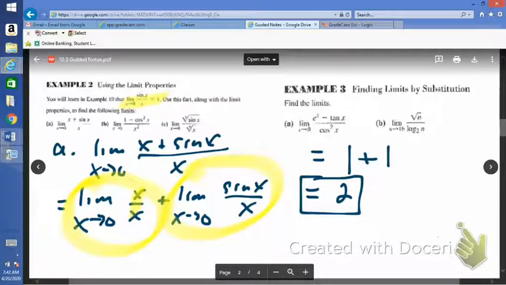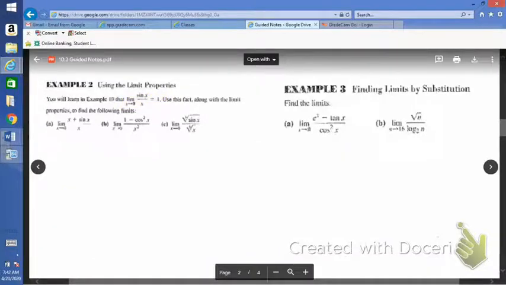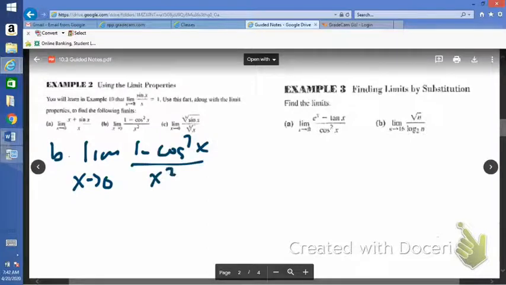Let's do B. Alright, in B, the limit as x approaches 0 of 1 minus cosine squared of x over x squared. What's that going to give us? Well, again, we can't substitute 0 in right away because we would be dividing by 0. So what we're going to have to do is look to rewrite this and break this up.